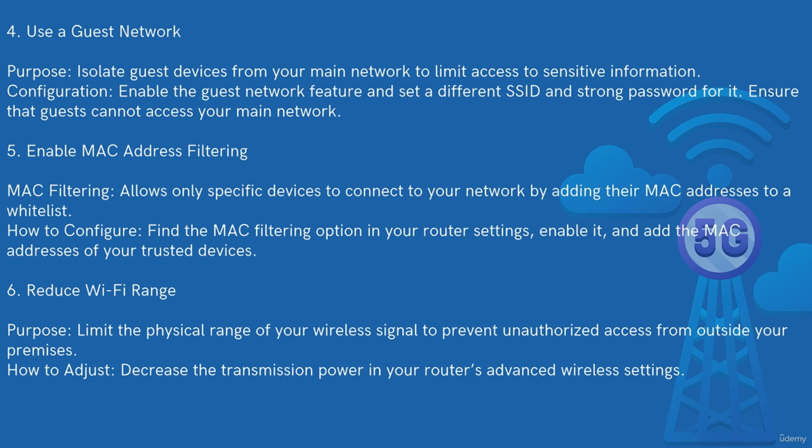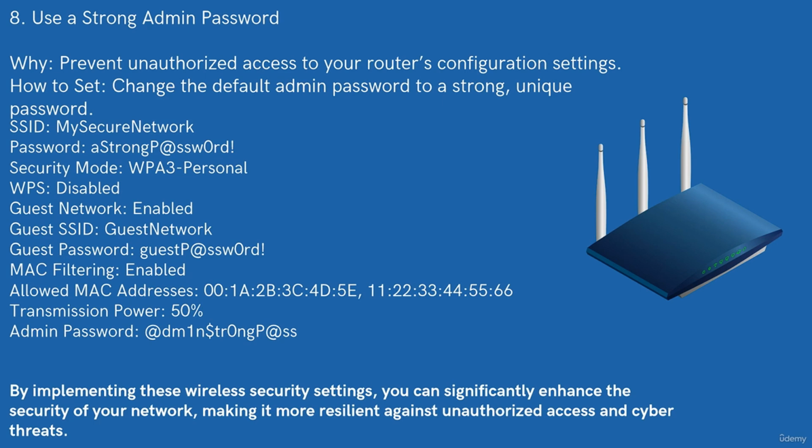Reducing the Wi-Fi range will help to limit the physical range of your wireless signal to prevent unauthorized access from outside your premises. Decrease the transmission power in your router's advanced wireless settings. You can go to, I think, 2.4 gigahertz from 5 to 2.4. And use a strong admin password to prevent unauthorized access to your router's configuration settings page, and change the default admin password to something unique.